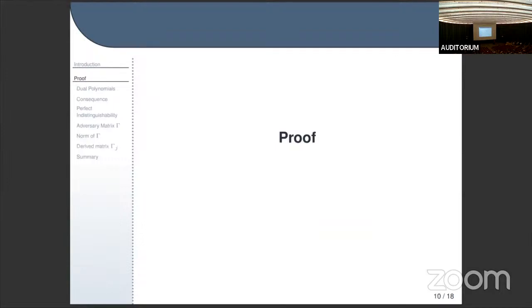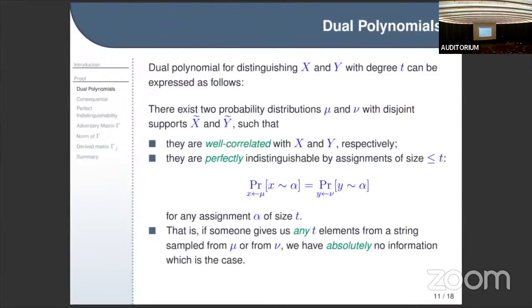So let me go shortly through the proof. First, I will return to dual polynomials. I will not define them in formulas, I will just explain them.